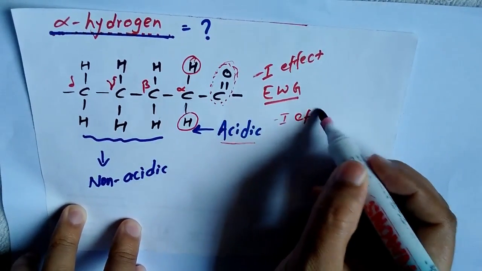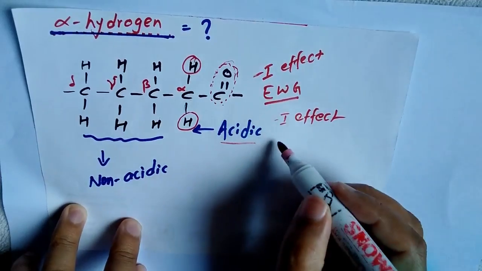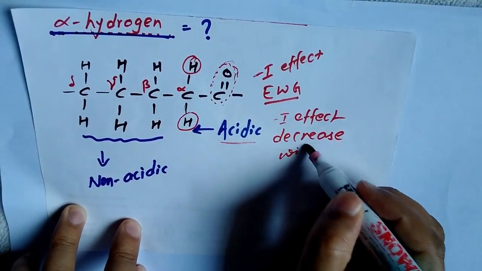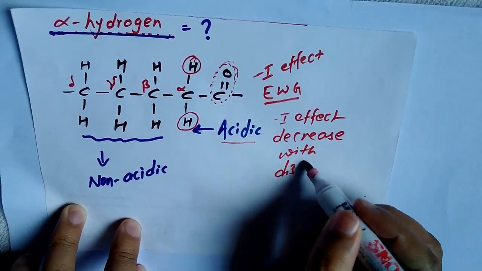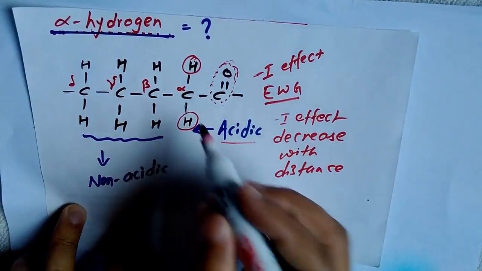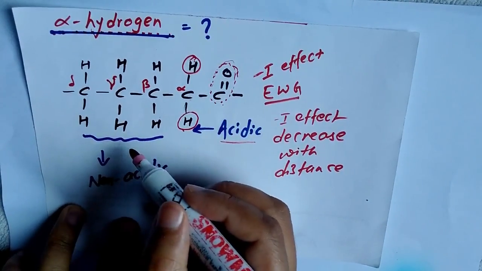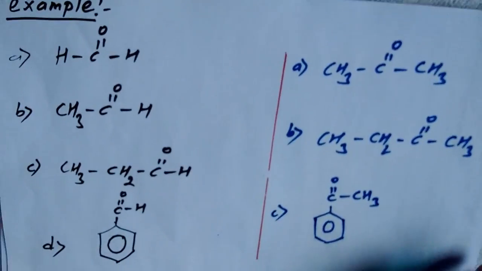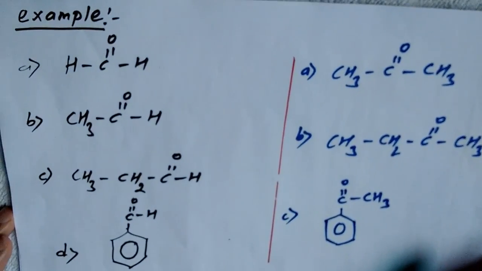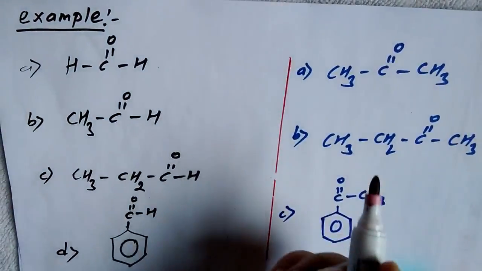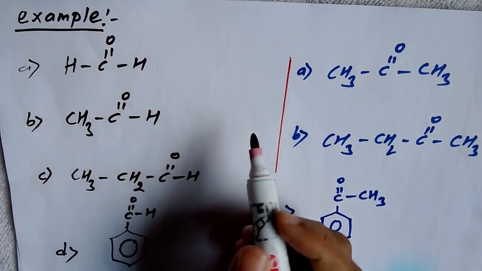So the minus I effect decreases with distance. This hydrogen is more acidic, but these hydrogens are not acidic. Identify which aldehydes or ketones contain alpha hydrogen and which do not.